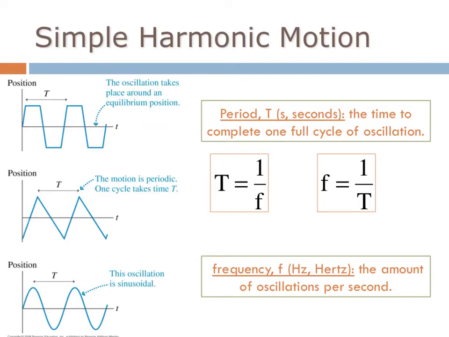So we do need to talk about period and frequency. Period, represented by a capital T, has units of seconds, and this is the time it takes to complete one full cycle of oscillation. Frequency is 1 over period. This is the amount of oscillations per second. This has units of hertz, or 1 over seconds.